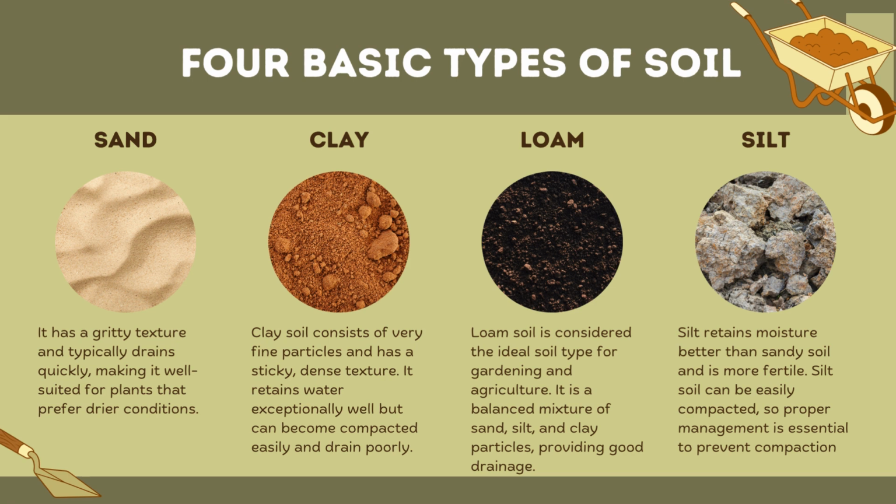First, sand has a gritty texture and drains quickly, making it ideal for plants that thrive in dry conditions. Next, we have clay, which consists of fine particles and retains water well, though it can compact easily and drain poorly. Loam is considered the ideal soil type for agriculture and gardening, as it's a balanced mix of sand, silt, and clay, providing good drainage and fertility. Lastly, silt retains moisture better than sand and is more fertile, but it compacts easily, so careful management is needed to prevent this. Understanding these soil types helps in selecting the best soil for various agricultural or environmental purposes.